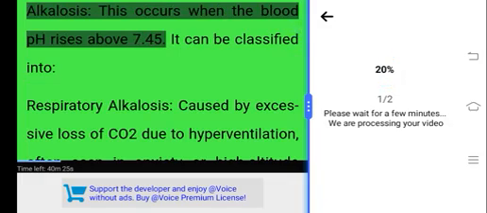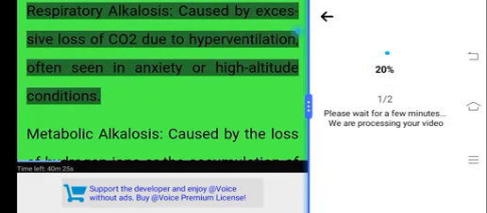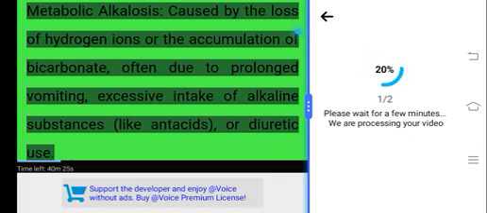Alkalosis. This occurs when the blood pH rises above 7.45. It can be classified into respiratory alkalosis, caused by excessive loss of CO2 due to hyperventilation, often seen in anxiety or high altitude conditions. Metabolic alkalosis, caused by the loss of hydrogen ions or the accumulation of bicarbonate, often due to prolonged vomiting, excessive intake of alkaline substances like antacids, or diuretic use.